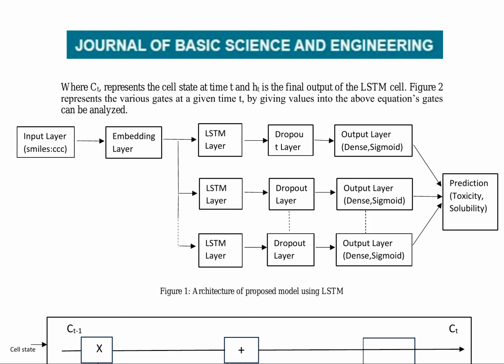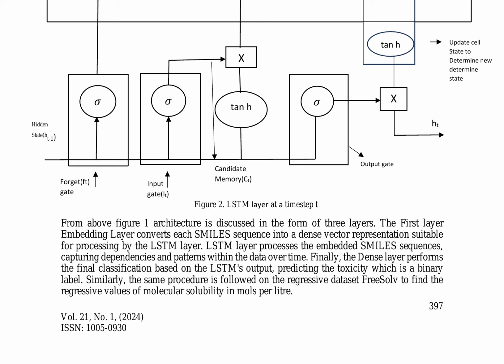The proposed model utilizes long short-term memory (LSTM) networks to predict molecular properties, specifically toxicity and solubility, for molecular structures represented as SMILES sequences. The architecture consists of 3 layers: an embedding layer, an LSTM layer, and a dense layer. The embedding layer converts each SMILES sequence into a dense vector representation, which is then fed into the LSTM layer. The LSTM layer processes the embedded sequences, capturing dependencies and patterns within the data over time. The final dense layer performs classification based on the LSTM's output, predicting the toxicity label.